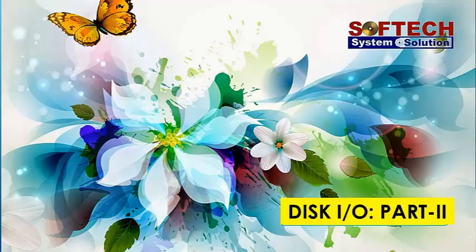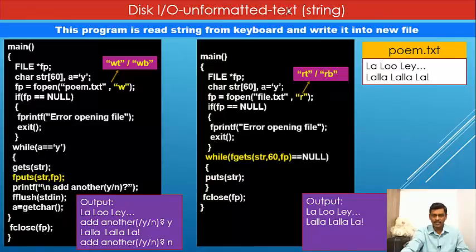The next one is string. Whether disk input is unformatted or formatted, we can use the same functions to access the string. That is fputs and fgets. Fputs writes a string to a file, and fgets reads a string from a file. By using fgets and fputs, we write and read a string to the text mode file.